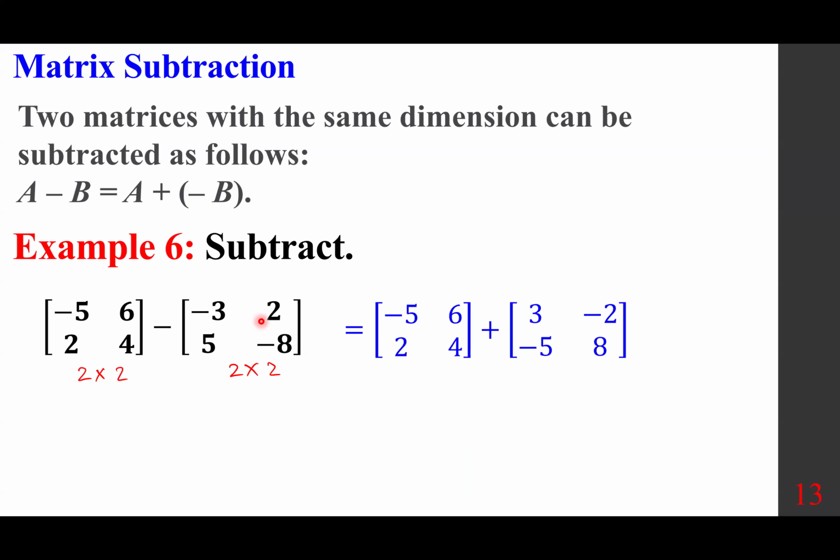Or change it to a plus and change every element to its opposite. So negative 3 becomes positive 3. This is negative 2, minus 5, 8. And now add them up. Either way is fine. It's pretty straightforward.